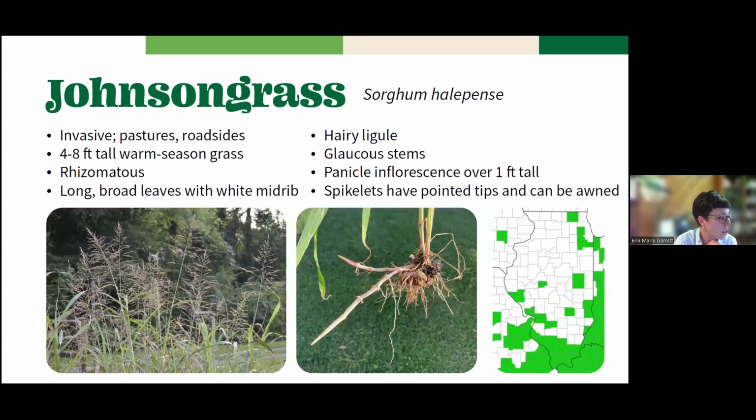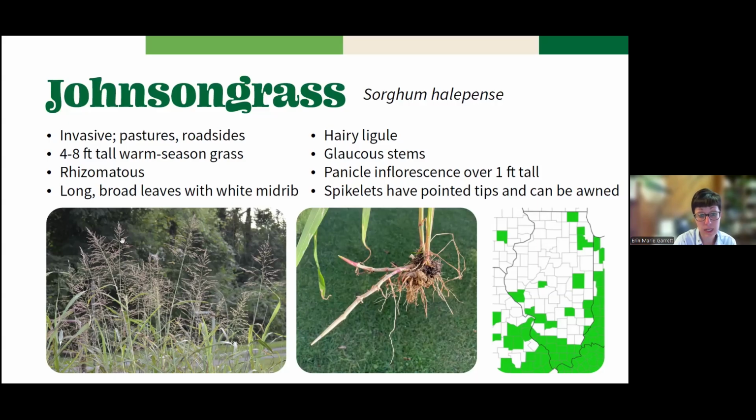Okay, we're going to charge ahead into our next one, Johnsongrass. This one is invasive, was introduced in the 1800s, so it's been around for a long time. It was used for forage, and now we're finding that it's real tough to eradicate. So this one you're going to find in a lot of pastures. It's on nearly every roadside, it seems, in southern Illinois. It is a warm season grass and a pretty big, robust warm season grass.